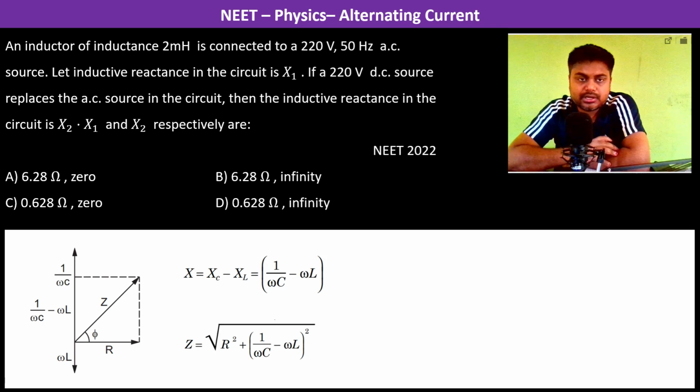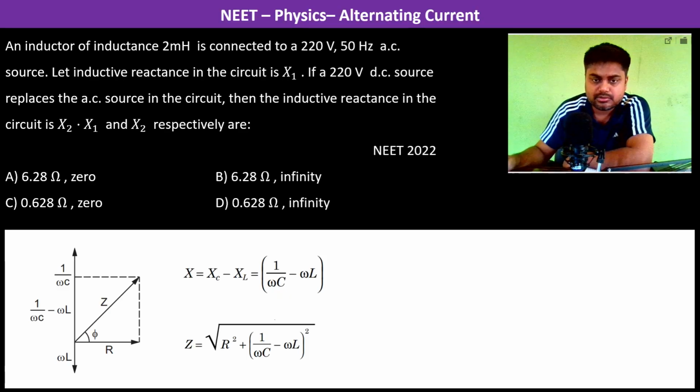An inductor of inductance 2 millihenry is connected to a 220 volts 50 hertz AC source. Let the inductive reactance in the circuit be X1. So X1 will simply be omega L. Now what is omega? Omega is 2 pi f, into L.